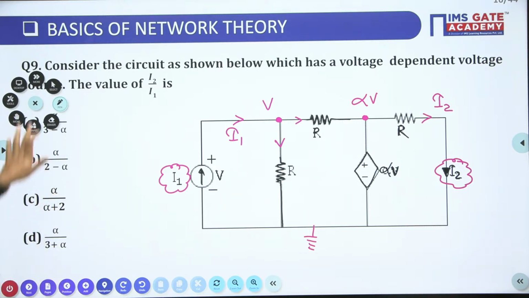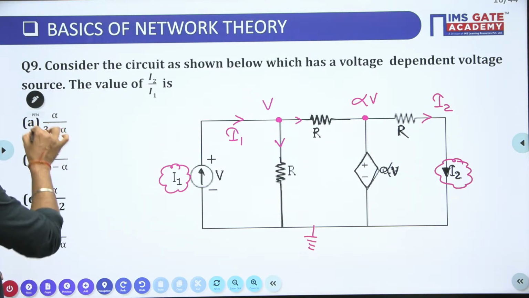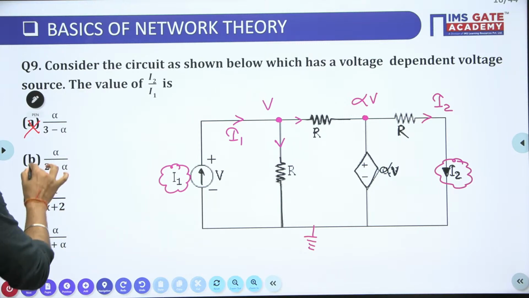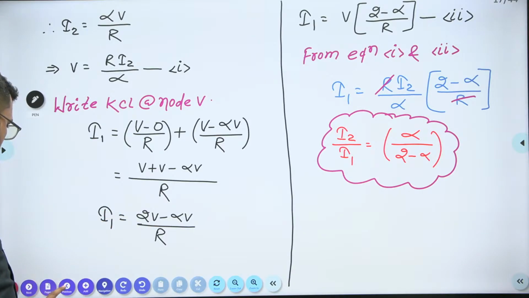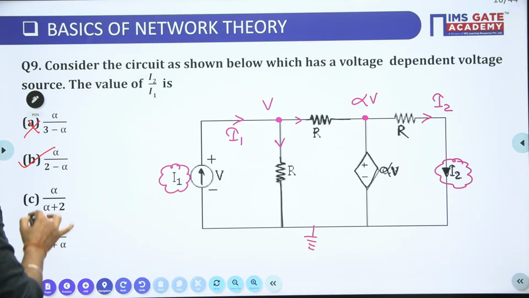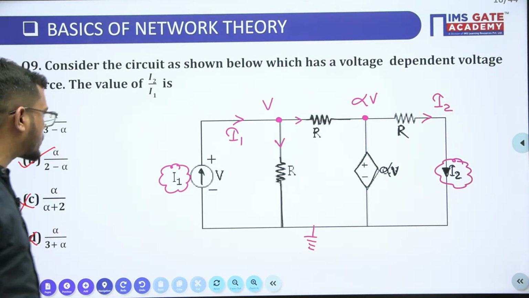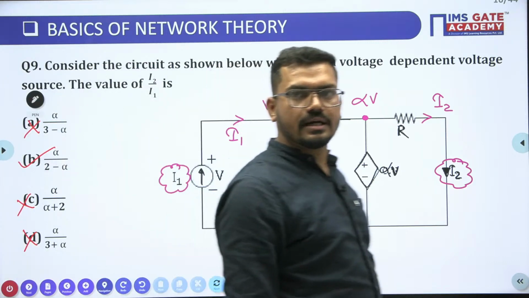Is this correct? Yes or no? Because alpha by 3 minus alpha is wrong. Alpha by 2 minus alpha. Yeah, very good. So this is correct. This is again wrong. So option B is correct. B for Bombay is the correct answer, guys.